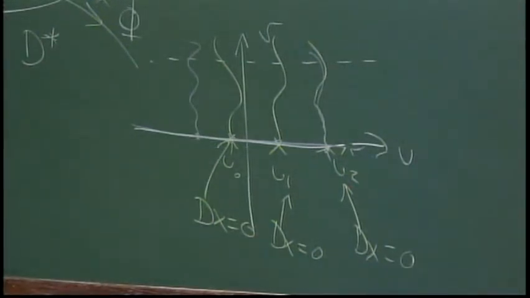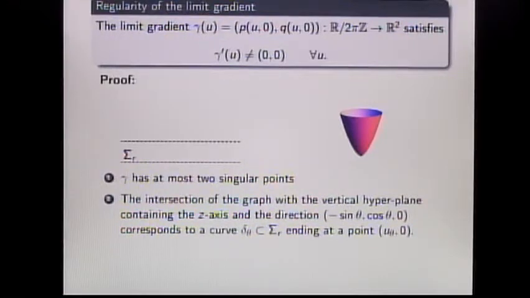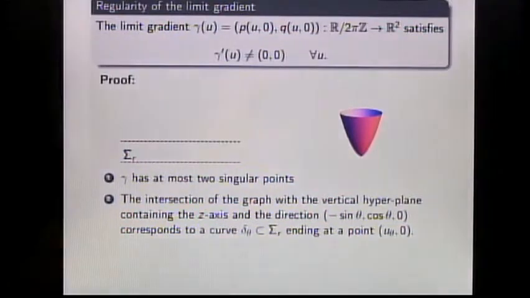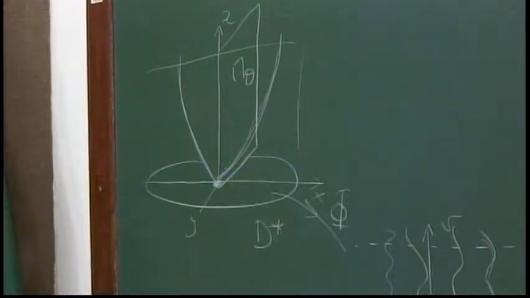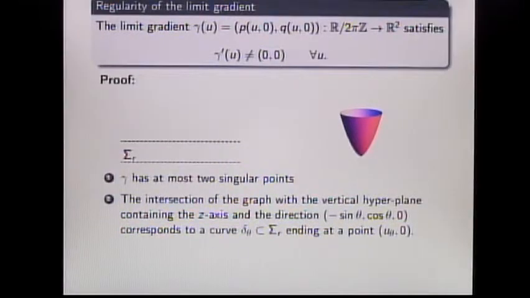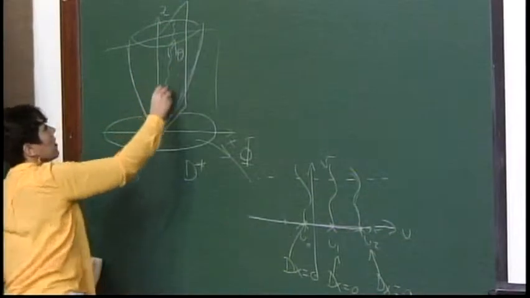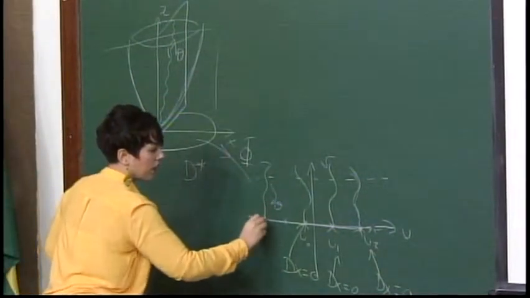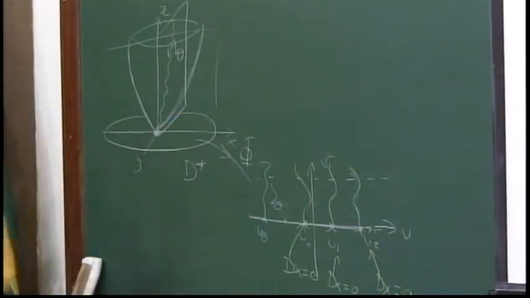Well, to continue the proof, now we want to prove that we don't have any singular point. We first see that if you consider the vertical hyperplane containing the vertical axis Z and a certain horizontal direction, we do a cut. Suppose this is a certain plane, and you cut your graph with this type of hyperplane, you will find a corresponding curve here. I will call it delta theta here, finishing at a certain point u theta. For each hyperplane, you will have the corresponding curve on your strip.